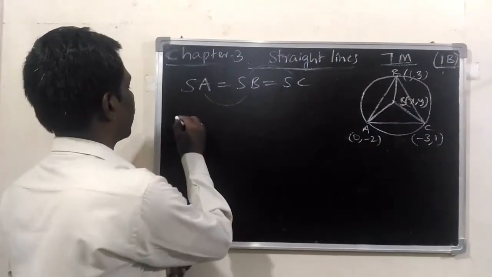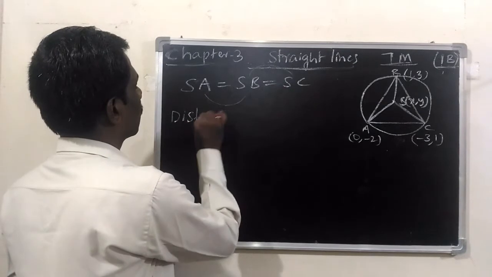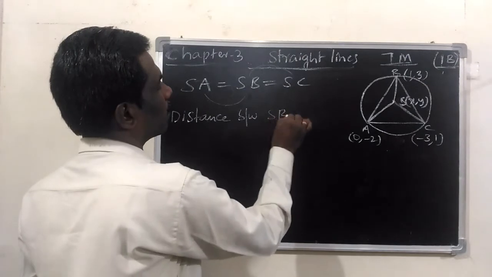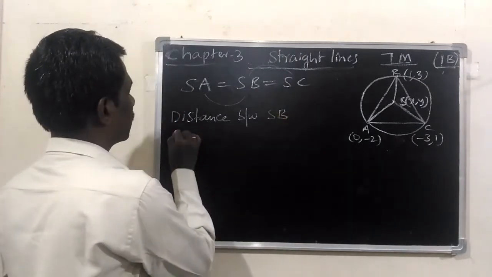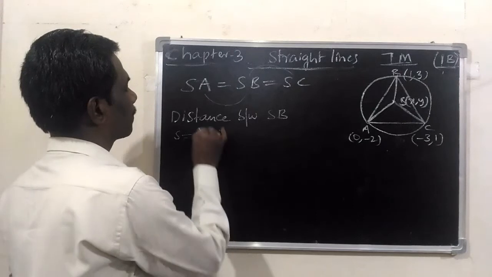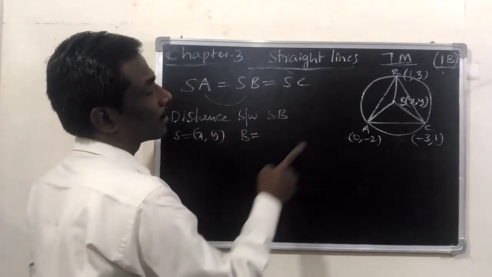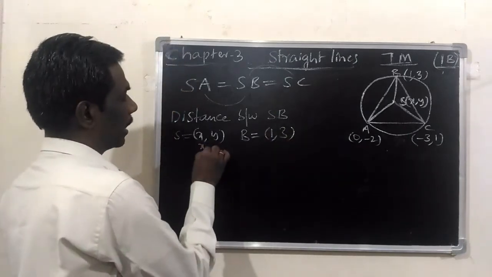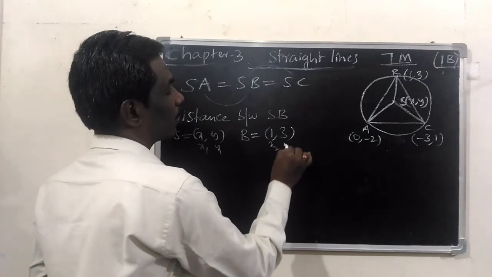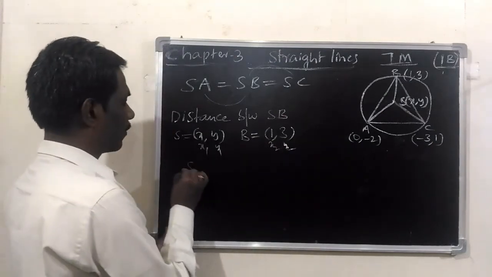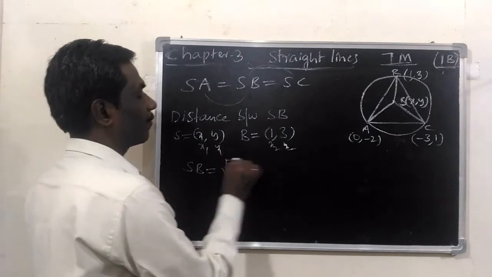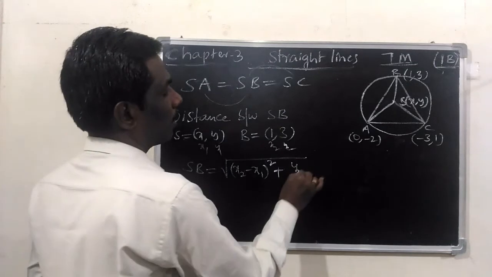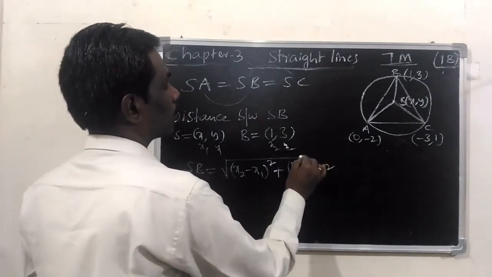Now I am finding the distance between S and B, where S is x comma y and B is 1 comma 3. Take this as x1, y1 and this as x2, y2. So the distance formula is under root of x2 minus x1 whole square plus y2 minus y1 whole square.